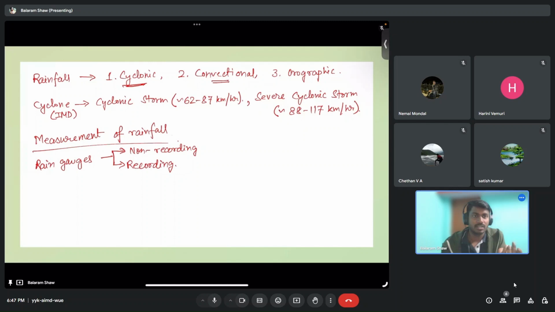Okay, next we have the tipping bucket type. So in tipping bucket, what happens? Rain falls, and it will have a balance. Okay, I'll show something here.